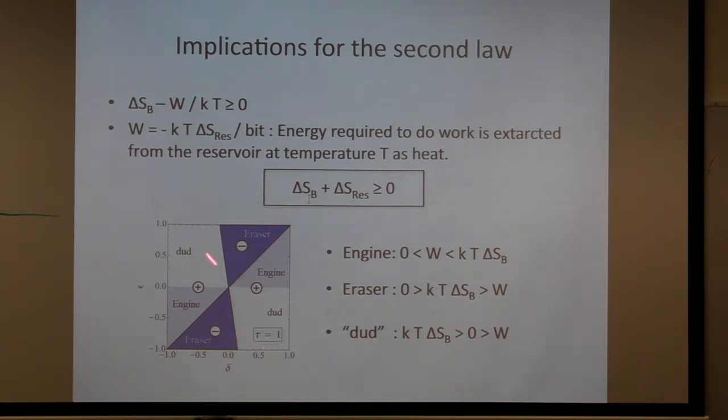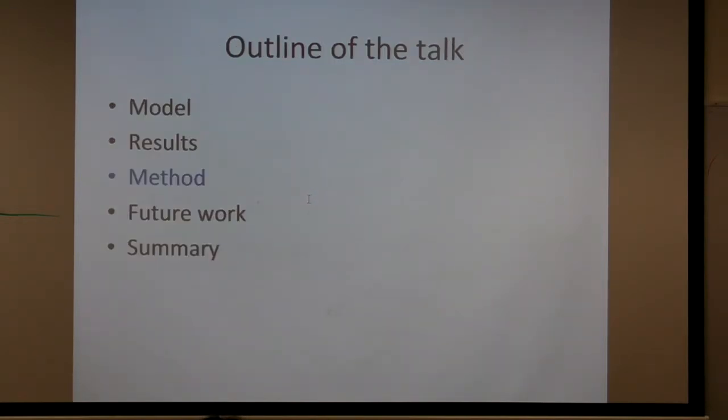And there is this white region about which I haven't said anything. That's because we don't find that region very useful, because it doesn't perform work and it doesn't erase memory. So what happens is that both these entropies are positive. So we just call it dud because we don't have any useful name for it. Okay, fine. So that summarizes the results, and I think I have some time, right, for the methods?